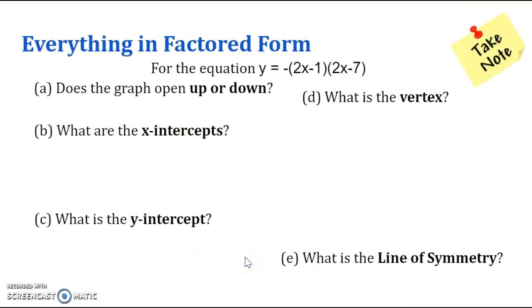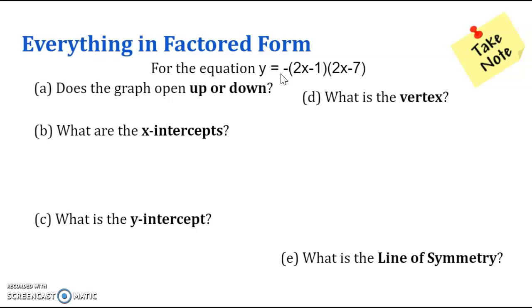All right, so then let's put everything together and figure out how we find all the different key attributes of a quadratic function, quadratic equation. So if I have this equation, negative 2x minus 1 multiplied by 2x minus 7, the first thing you should be asking yourself is, is the graph going to be opening up or down? What is the multiplier? That is the number in front of the parenthesis. In this case, there is no number.